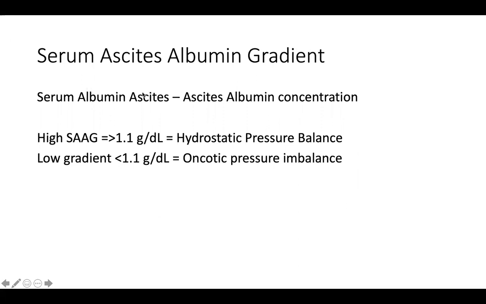Something to be aware of is how you calculate this. It's really easy to calculate: just the serum albumin minus the ascites albumin concentration. And the cutoff that we use is, if you have a high serum ascites albumin gradient, then we say that is hydrostatic pressure. So if it's high, it's confirming what the test is looking for. We've got hydrostatic pressure, we've got high portal hypertension, and we've got cirrhosis most likely going on, or some other cause of high portal hypertension. If we've got a low gradient, then we've got something else.